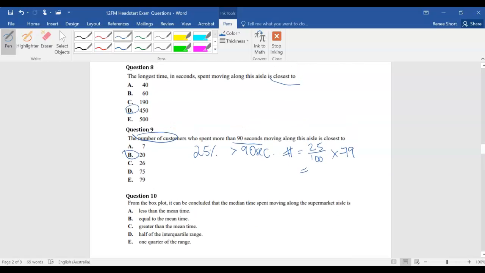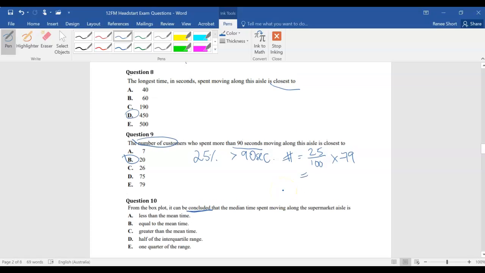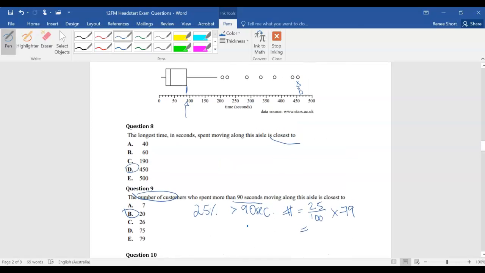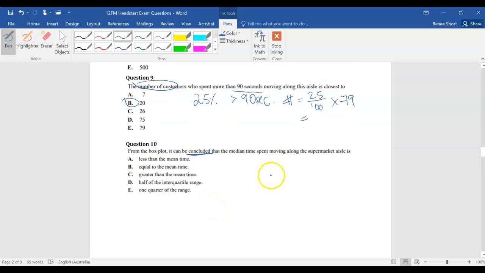Question 10 then, the final one, it says from the box plot, it can be concluded that the median time spent moving along the supermarket aisle is, and there's a few things for us to work out. What I will say is, when it's saying that word concluded, it's saying that we know for sure this statement is 100% true. So we can estimate here what the interquartile range is, and I think we could argue that the interquartile range is 90 minus 20. So it is approximately 70.